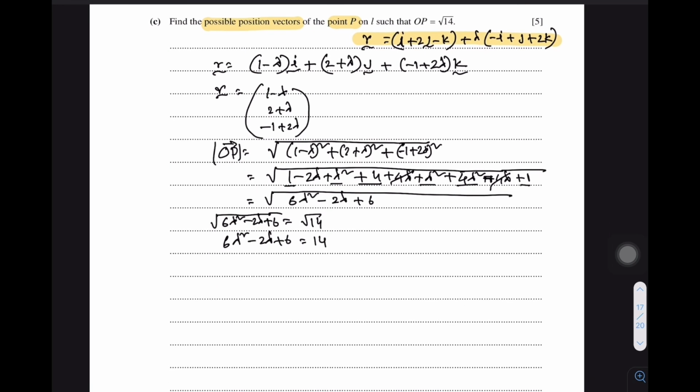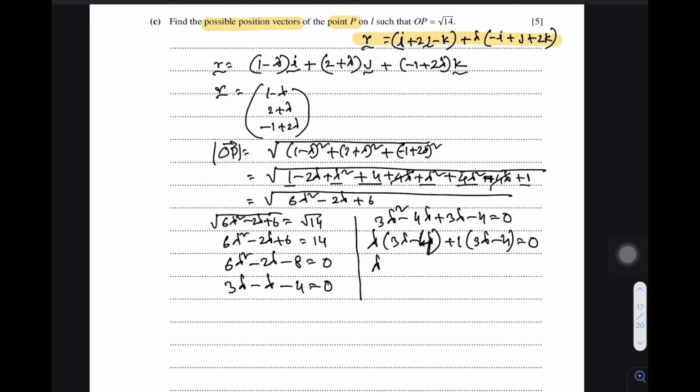So 6 lambda square minus 2 lambda plus 6 minus 14, that is minus 8 equals to 0. So you can get lambda equals to minus 1 and lambda equals to 4 by 3. Let me substitute these values in this equation.